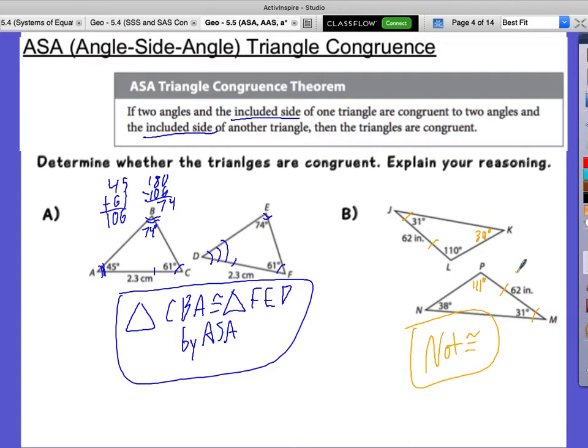Kevin, so could we say not congruent because 111 is not equal to 110? Yeah, we have a reason there. 111 is not equal to 110. You could say angle P is not congruent to angle L. 39 is not equal to 38. Angle K is not congruent to angle N. Corresponding angles are not congruent. Any of those would work very well. Questions on that?